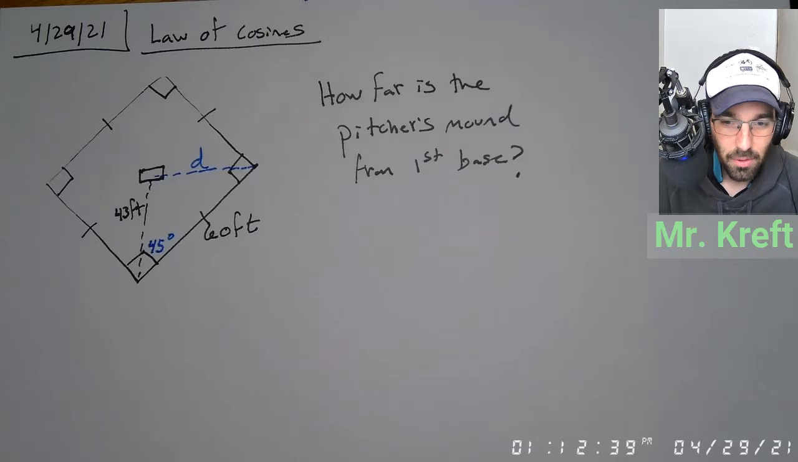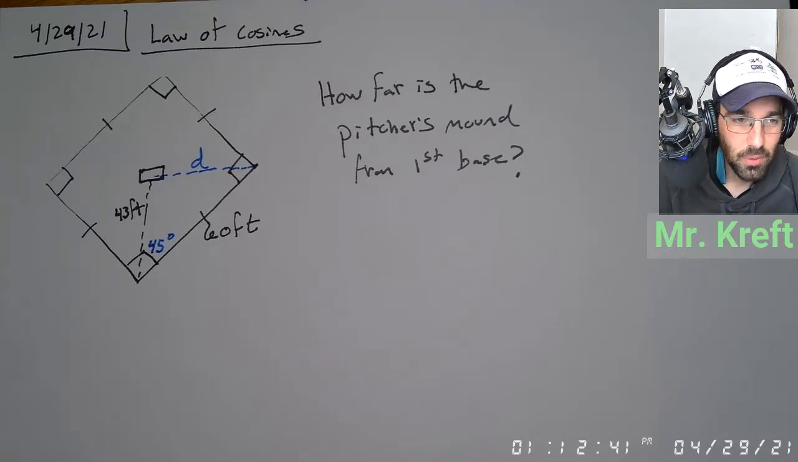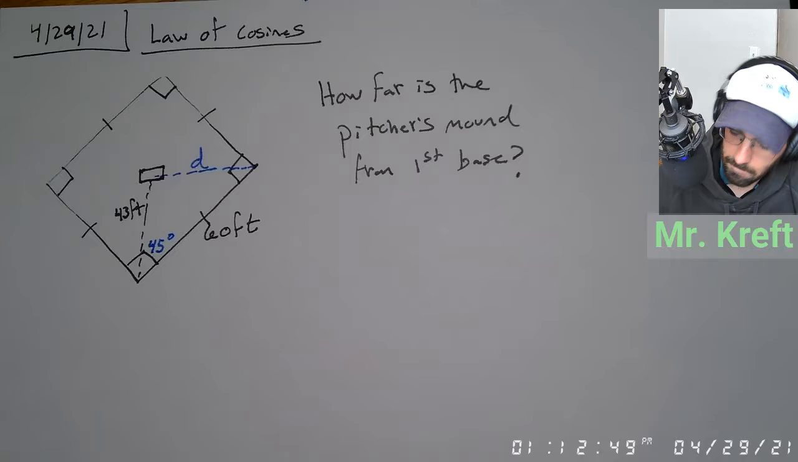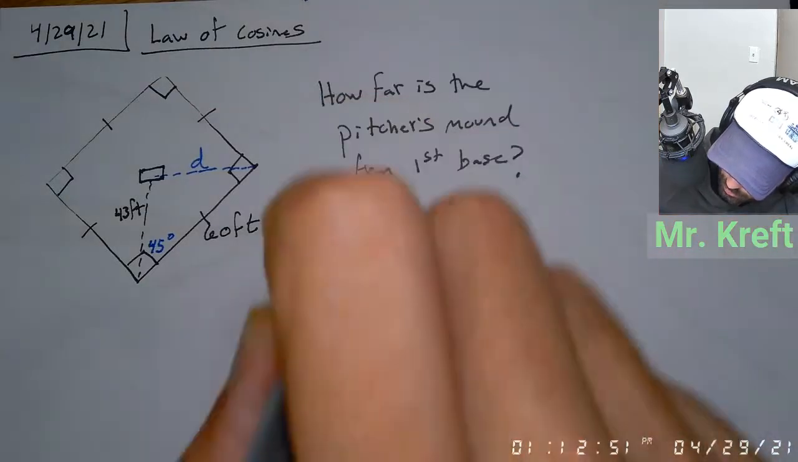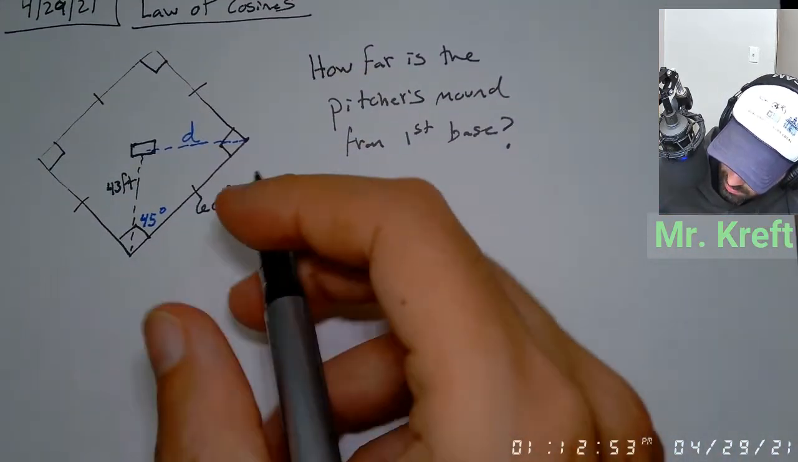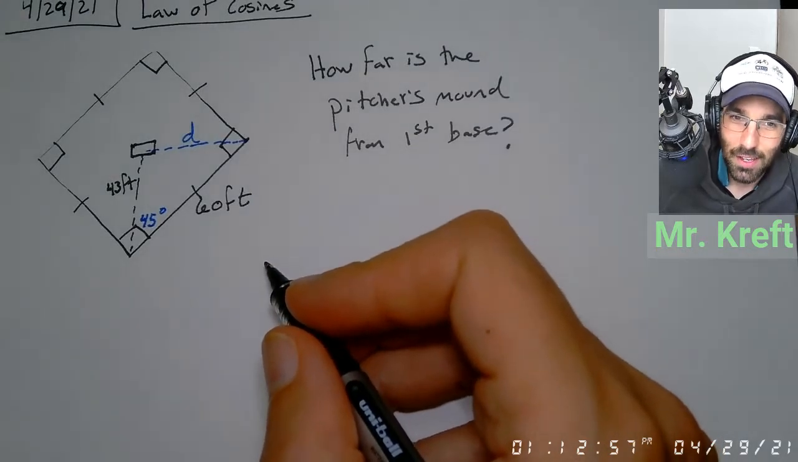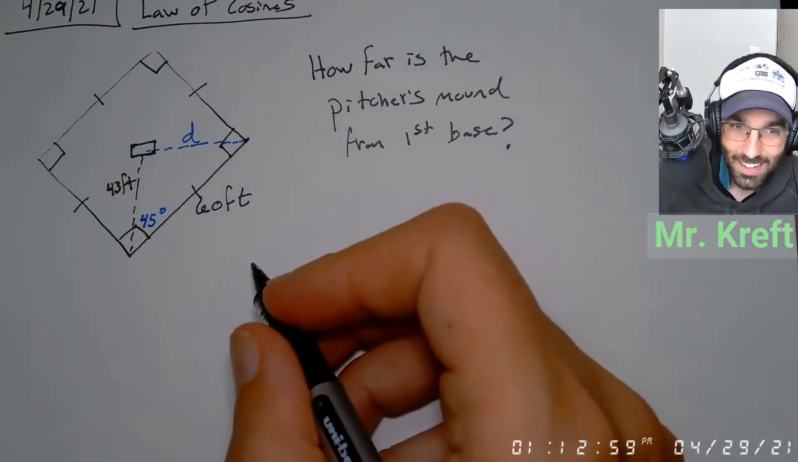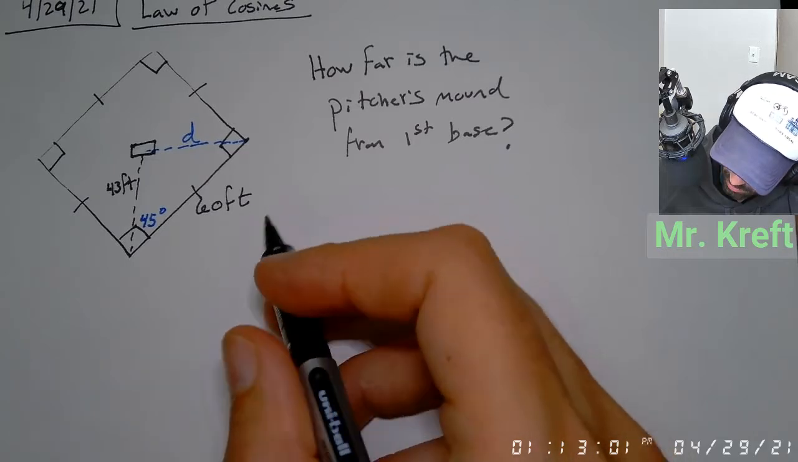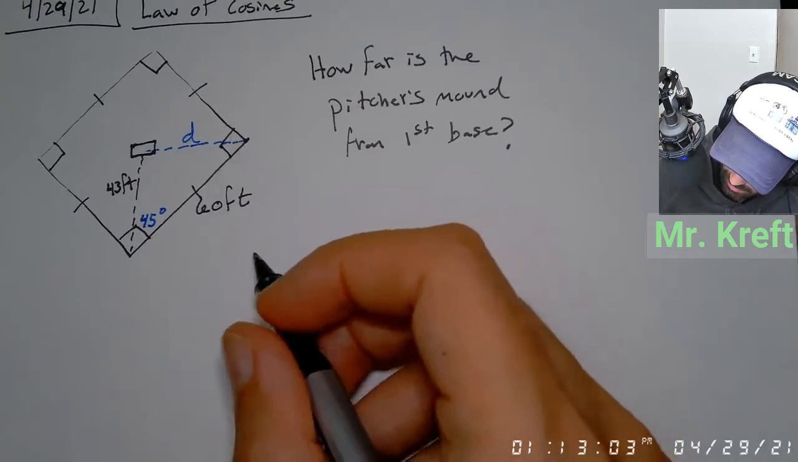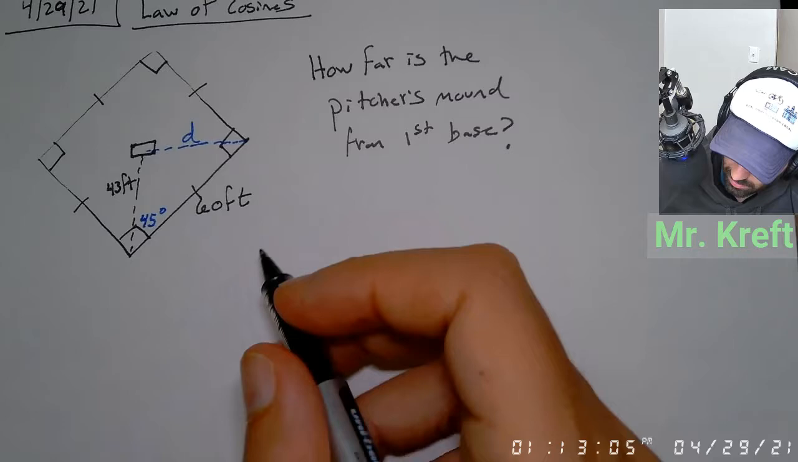We do not have the other angles. No, we do not. All we know is that the pitcher's plate is directly perpendicular to home plate. So we're going to go like this. You guys keep saying the answer is obvious, but it's not. So let's take a look at this. We want to find D. So the best way to do this is to use law of cosines.